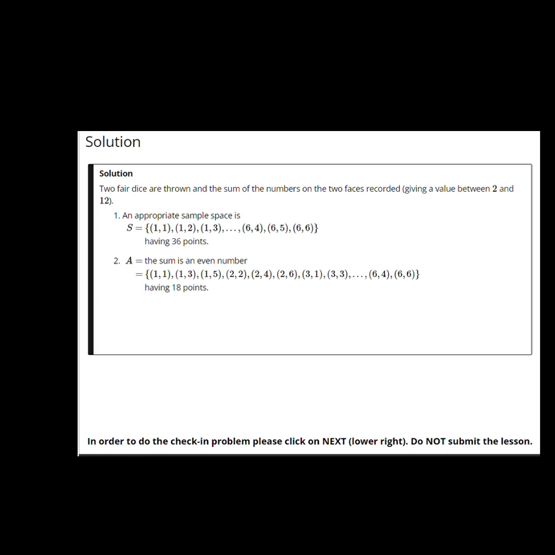There are 18 such pairs. The probability of A, therefore, is the number of points in A divided by the total number of points in the sample space. 18 divided by 36, which is 1/2.